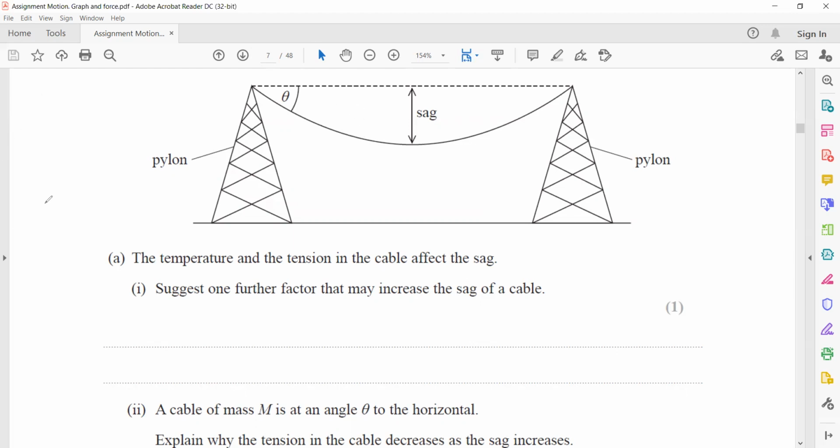If the pylons are closer to each other, then the sag will increase for the same length. So if pylons are closer, the sag will increase. So the distance between the pylons or the weight of this wire, we just have to mention any one of them. So we can mention the distance between the pylons.